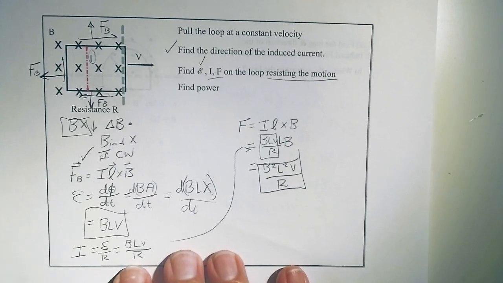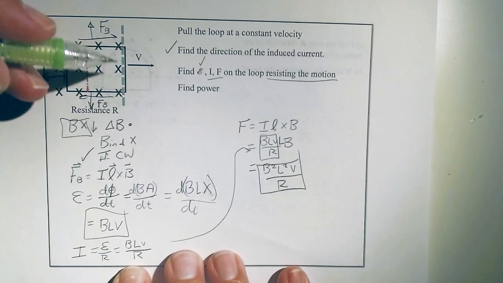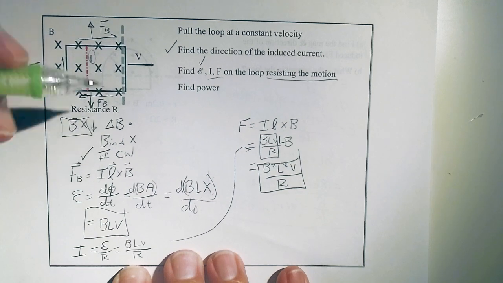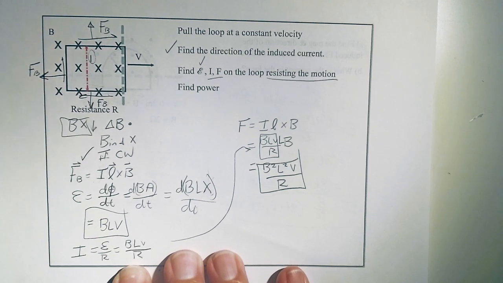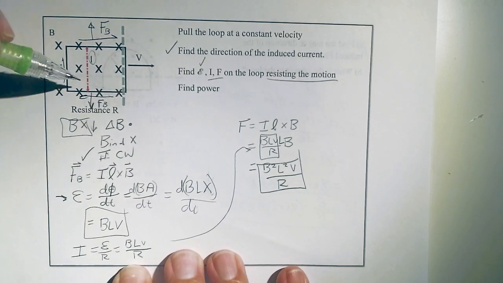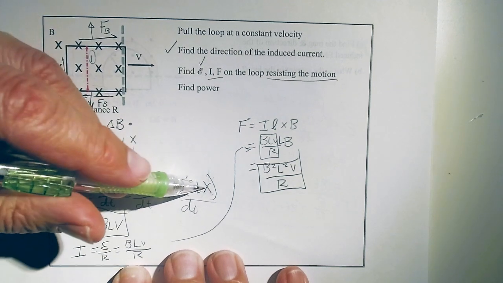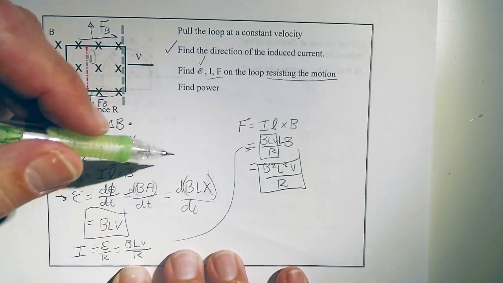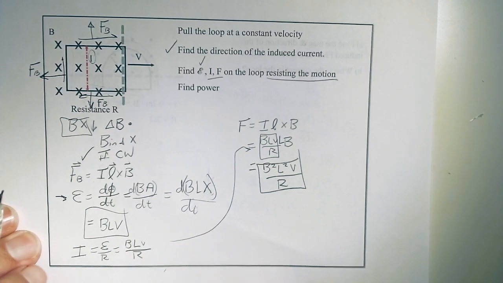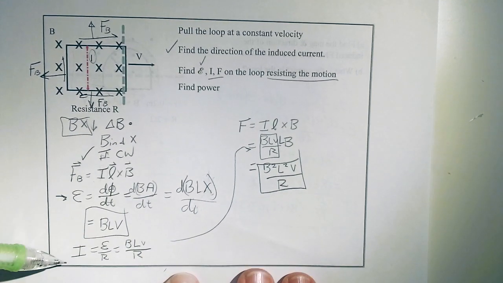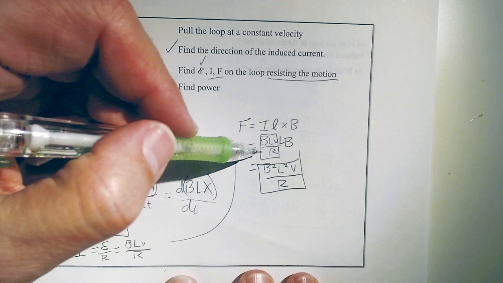So once again, just to find the direction, I like to do that first. We found the direction of that current, but really we could do the EMF first. EMF is d phi dt. The area is changing now. B is constant. The area is changing as dx dt times L. There we go, BLv. Then we use that to find the current. Then we use I L cross B to find the force. Dinner's ready.